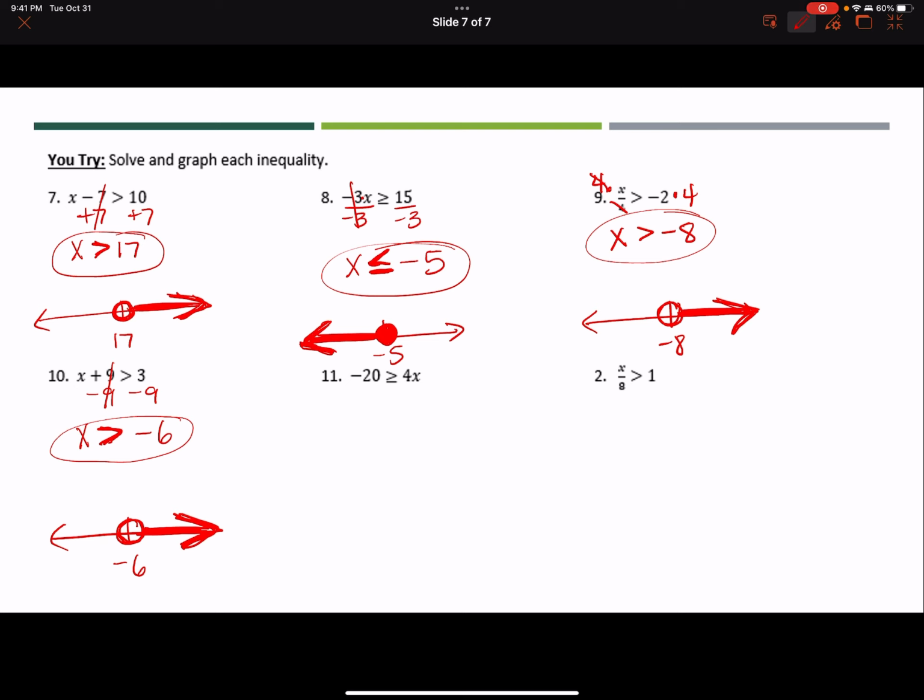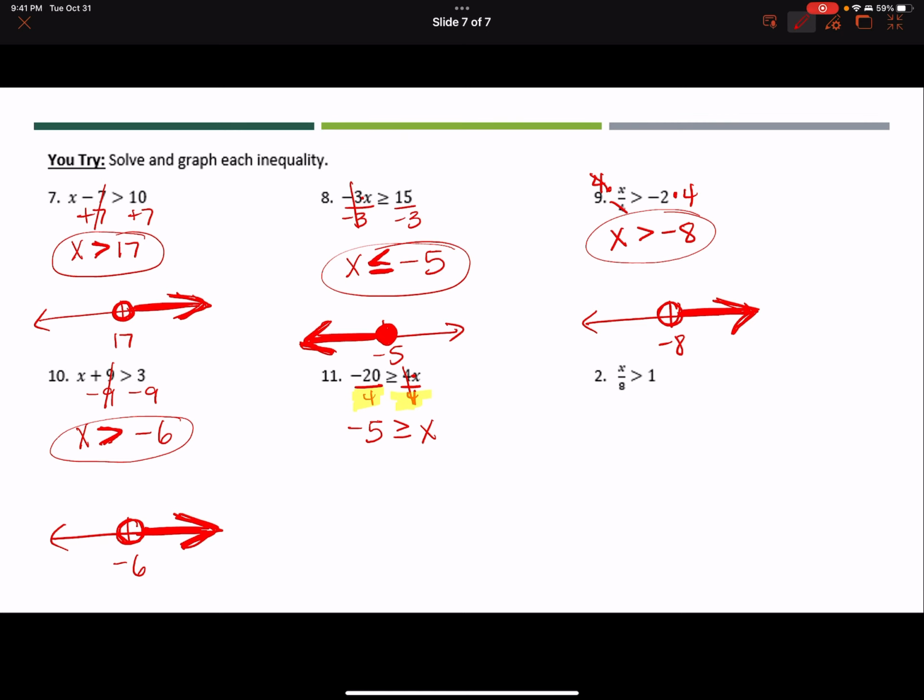Okay, number 11. -20 greater than or equal to 4x. So 4 times x. We're dividing both sides by 4. These cancel. -20 over 4 is -5. Again, I'm dividing, but I'm dividing by +4. So it doesn't matter that my answer was -5. It matters the number that I divided by. What did I divide by? That was a positive. So I'm not flipping the inequality.